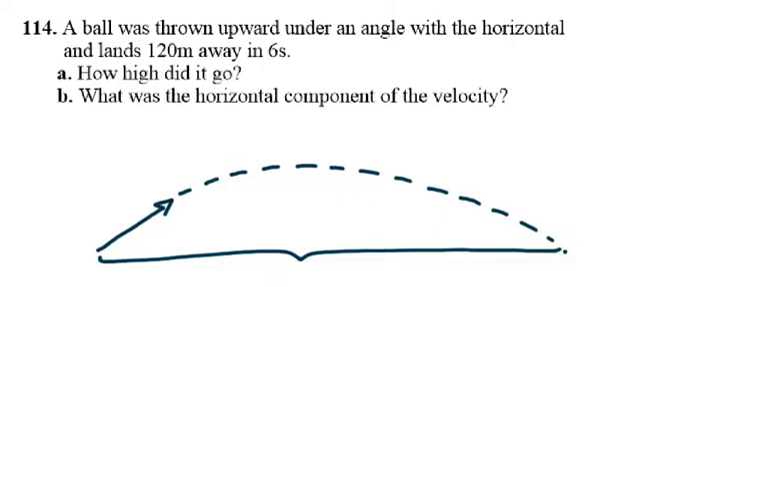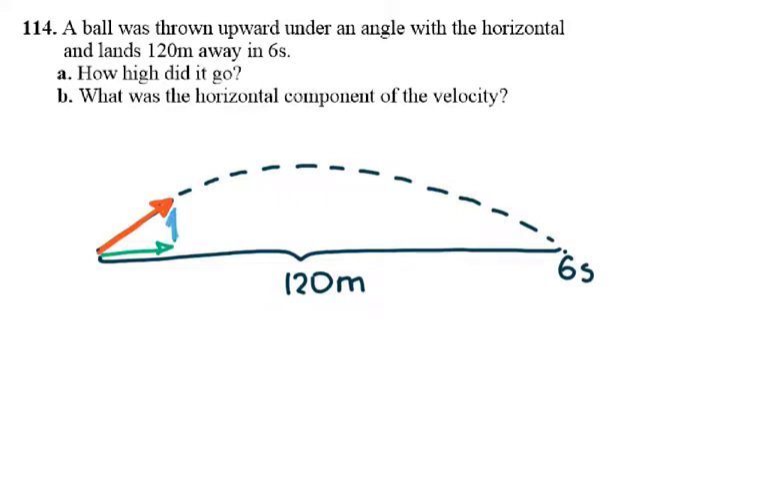So if they say it lands 120 meters away, I know the distance is 120 meters, and it takes 6 seconds. So I know the horizontal component of the velocity. So this is the initial velocity, and it's like a vector, if you remember the lesson on vectors, and it will have a horizontal component, the green one, and a vertical component of the motion, so I'm going to make it in blue.